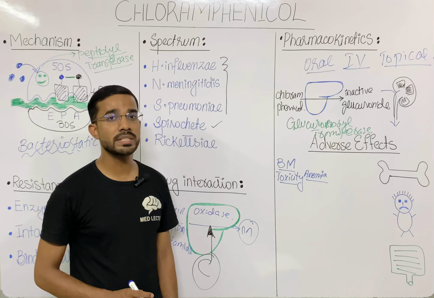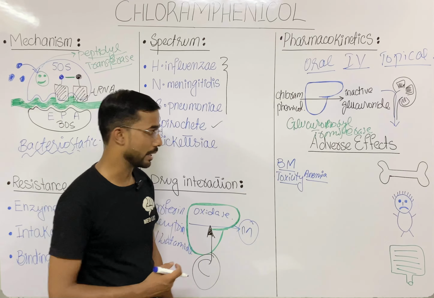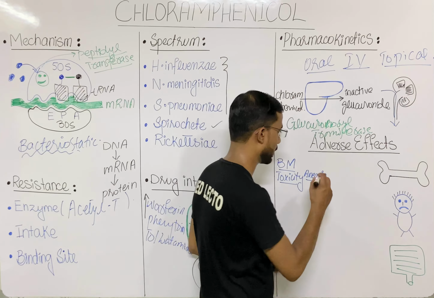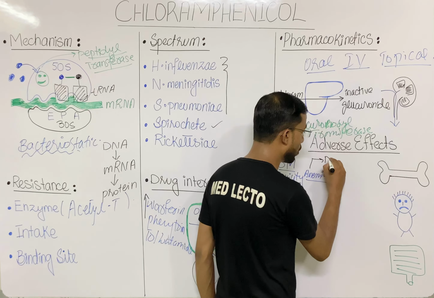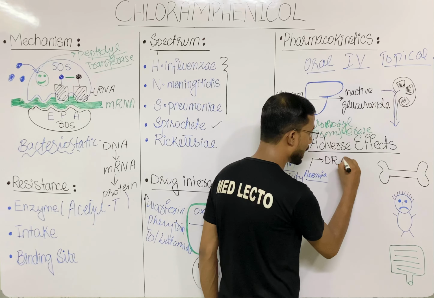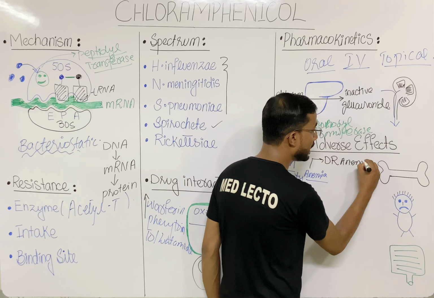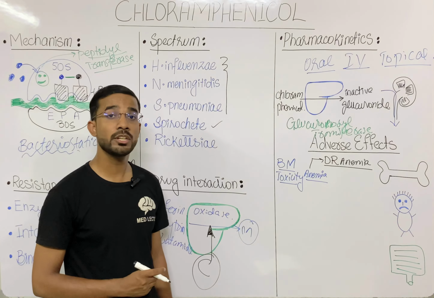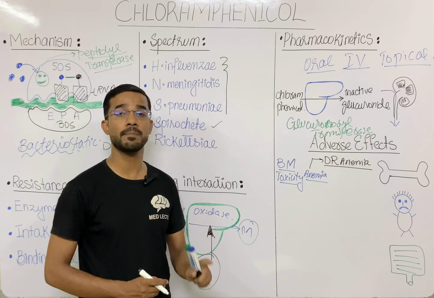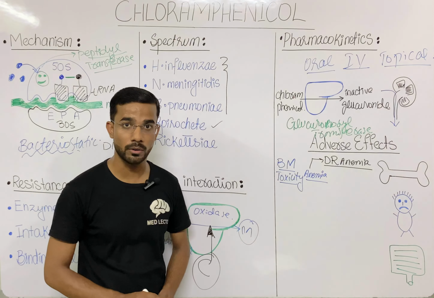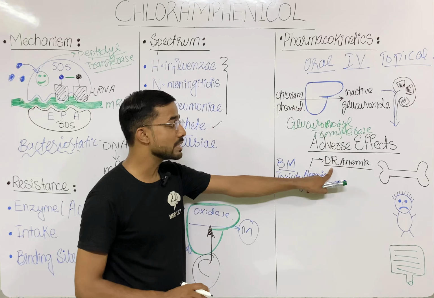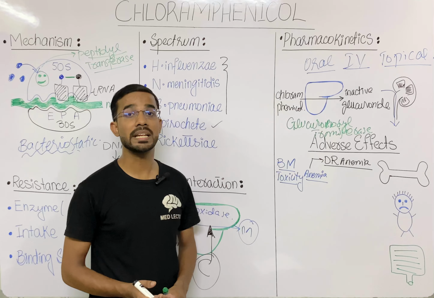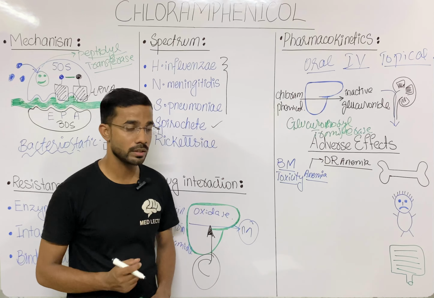And in anemia, you will see different categories. First one is the dose related anemia. When the dose of chloramphenicol is increased, you will see inhibition of RBC maturation in the bone marrow, and ultimately you will see dose related anemia due to the increase in the chloramphenicol dose.